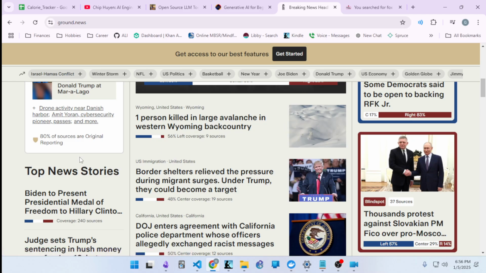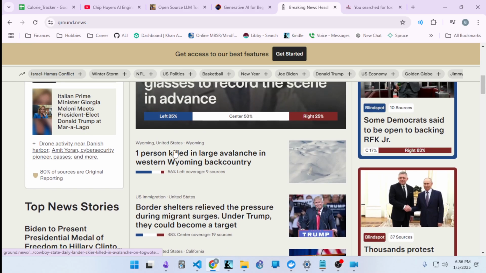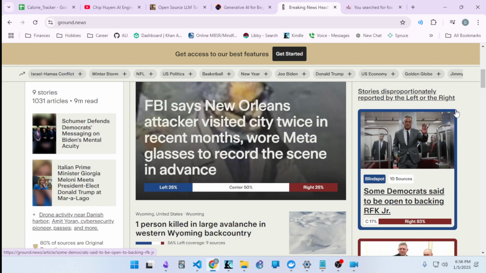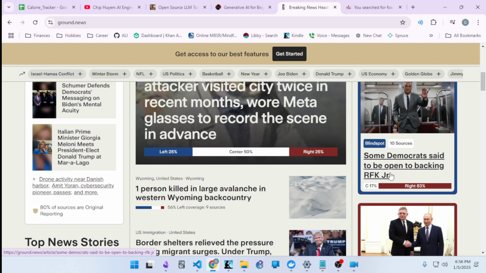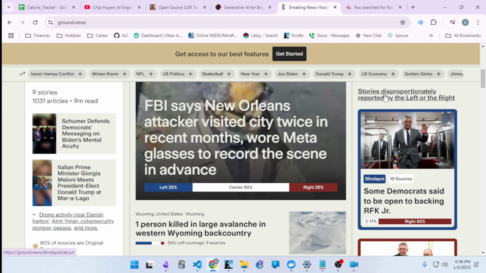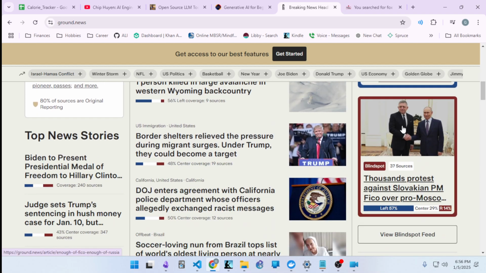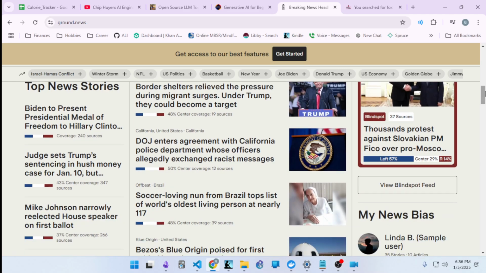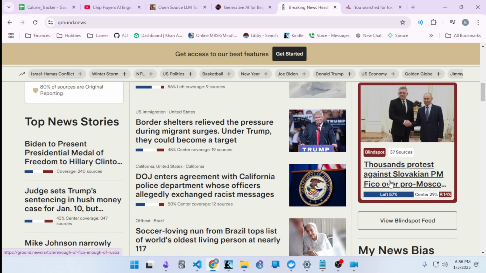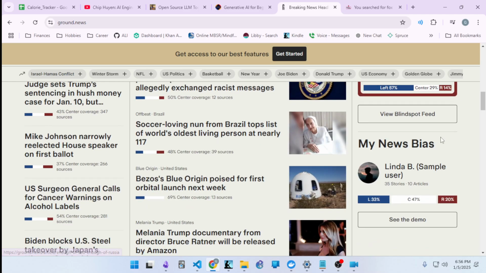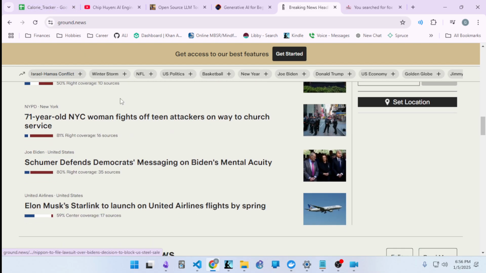But I like Ground News because you can see here, this is a blind spot. This story is disproportionately reported by the left or right. So some Democrats said to be open to backing JFK Jr. is news to most Democrats, and thousands protesting against the Slovakian PM is news to most Republicans.